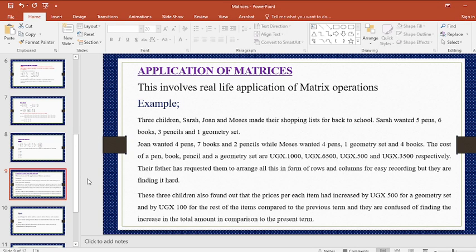Their fathers requested them to arrange all this in the form of rows and columns for easy recording, but they are finding it hard. These children also found out that the prices per each item had increased by 500 Ghana shillings for a geometry set and by 100 Ghana shillings for the rest of the items compared to the previous term, and they are confused about finding the increase in the total amount in comparison to the present term.